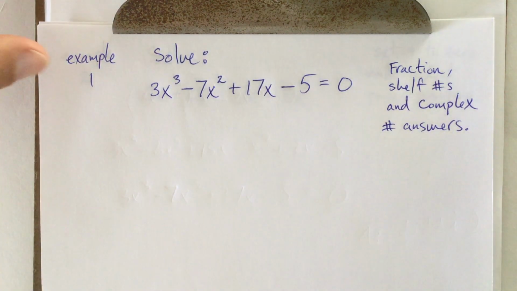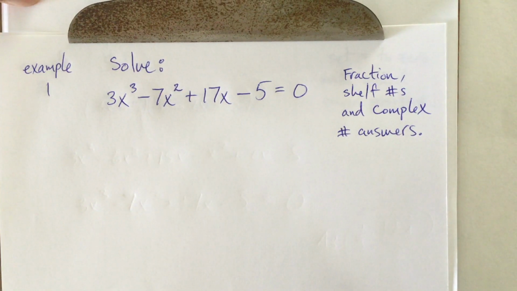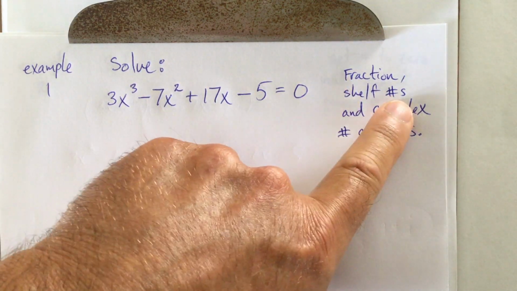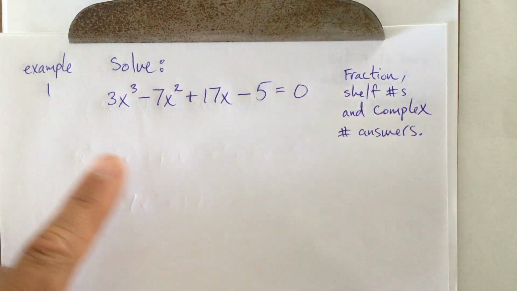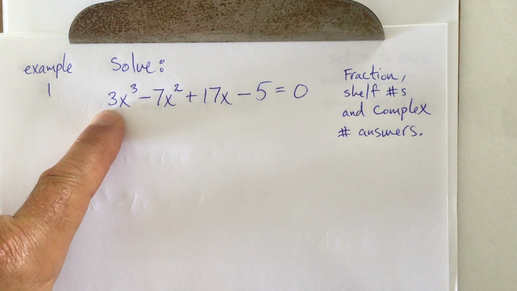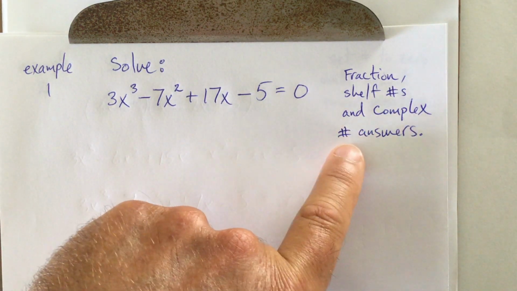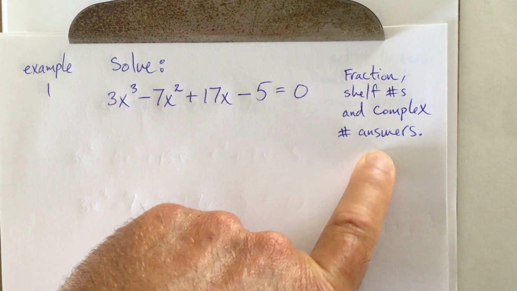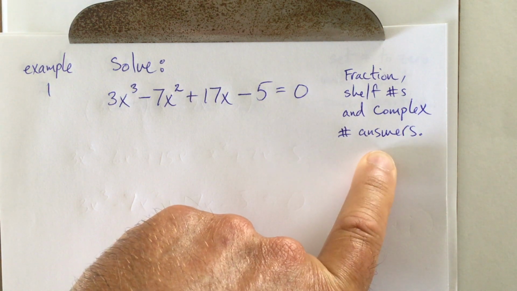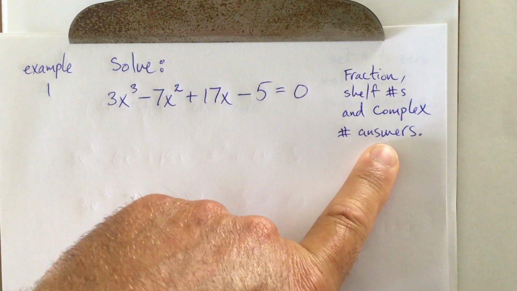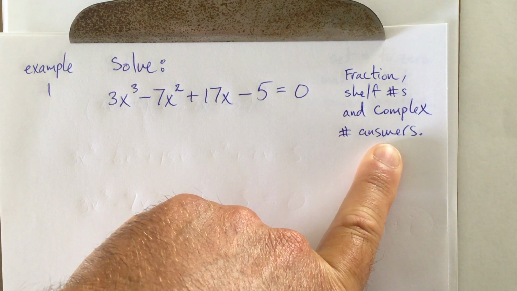Now here's the thing. What do I want you to get from example 1? There can be fraction shelf numbers. We haven't seen that yet, but it's because of this guy. And you can have complex number answers. That means there could be i numbers in the answer. Now, i numbers are actually really easy to spot when you do the work.